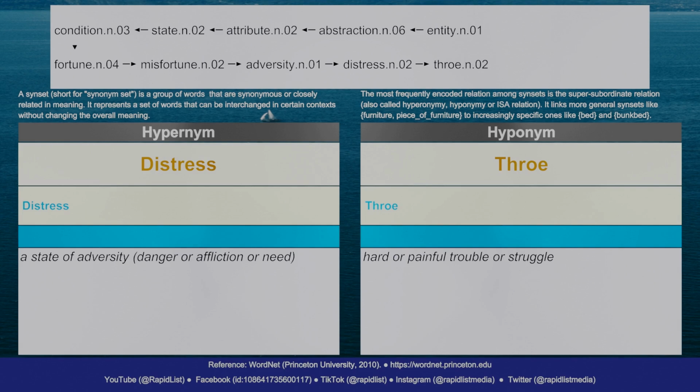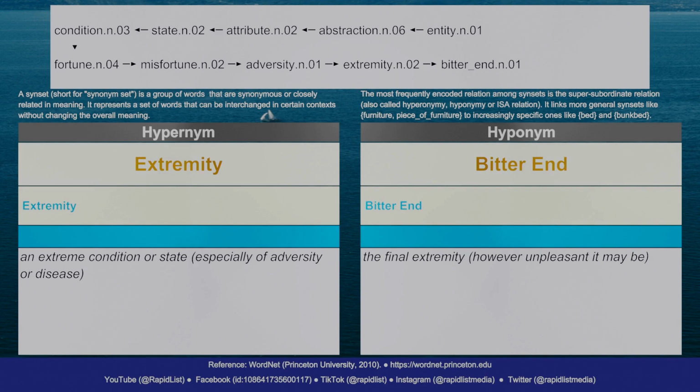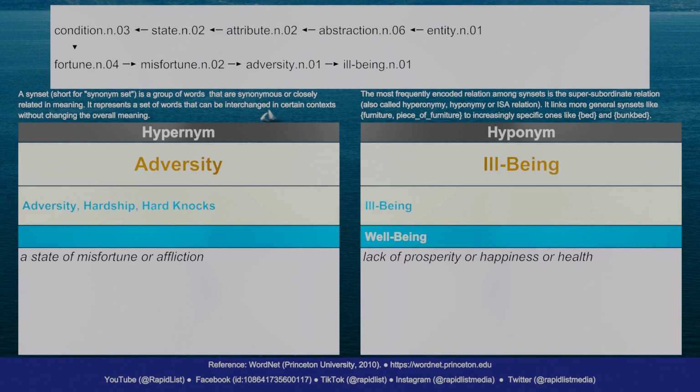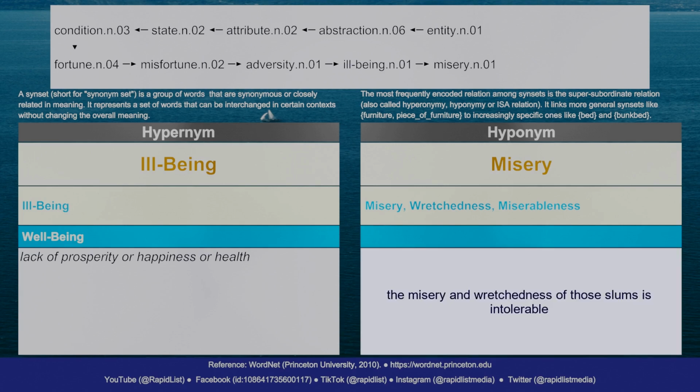Throes. Hard or painful trouble or struggle. The country in the throes of economic collapse. Extremity. An extreme condition or state, especially of adversity or disease. Bitter end. The final extremity, however unpleasant it may be. He was determined to fight to the bitter end. Ill-being. Lack of prosperity or happiness or health. Misery. A state of ill-being due to affliction or misfortune. The misery and wretchedness of those slums is intolerable.